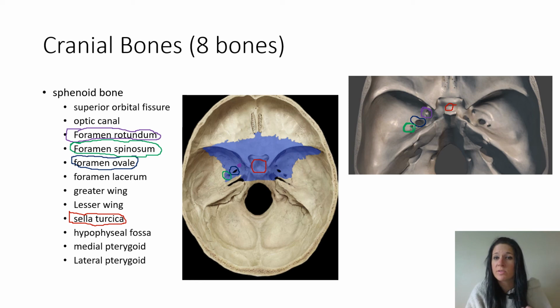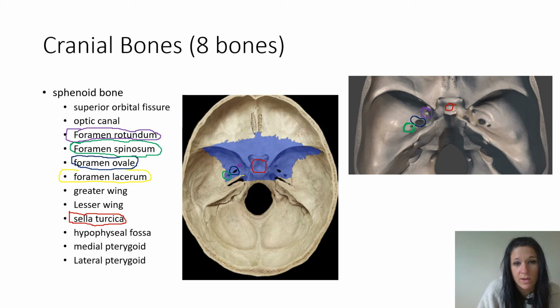We can also see foramen lacerum. Again, that's right where your feet would hang down if you were sitting in the sella turcica. So we'll go ahead and look at that structure. If we're sitting in sella turcica, our feet are going to go right through this foramen here. So this is foramen lacerum.